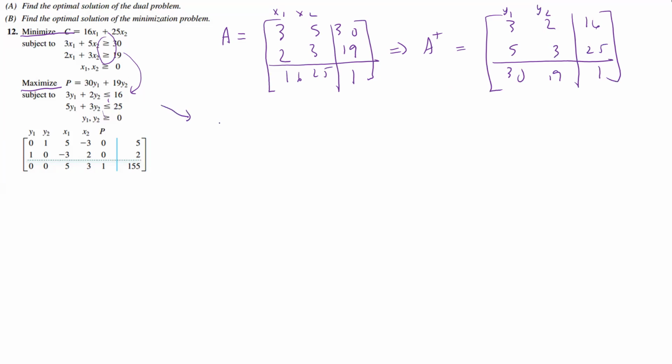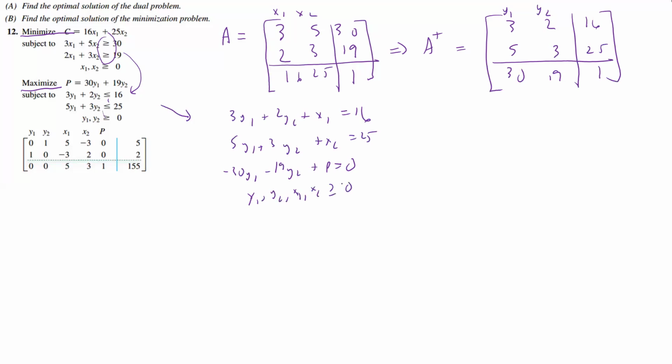After that, we said we have to add some slack variables. So then we did 3y1 plus 2y2 plus x1 equals 16. And we did 5y1 plus 3y2 plus x2 equals 25. And we took everything to the other side, so minus 30y1 minus 19y2 plus p equals 0. And y1, y2, x1, x2 are all greater than or equal to 0. And so then we had 3, 2, 1, and all that when we converted all this into a problem.